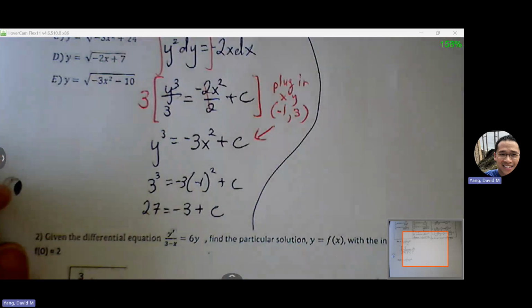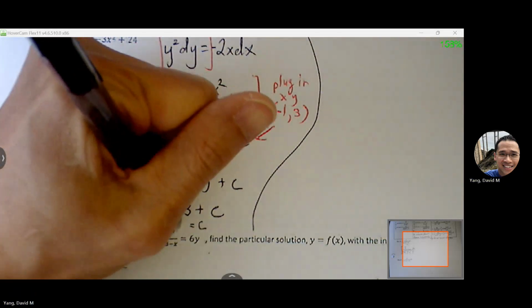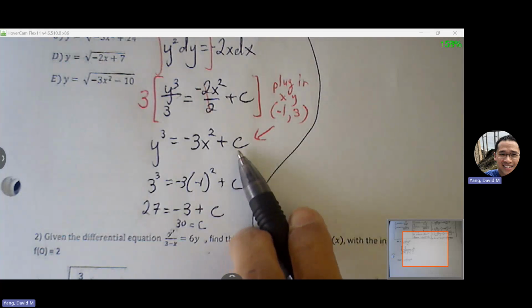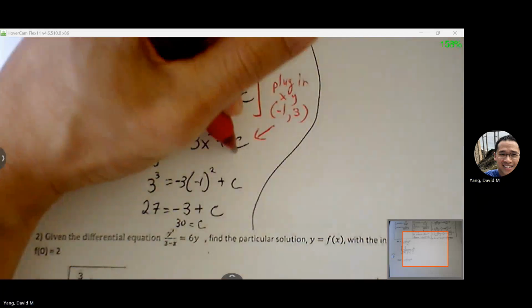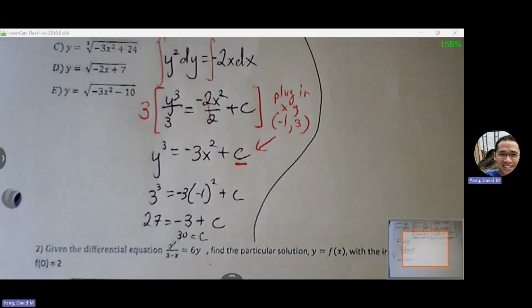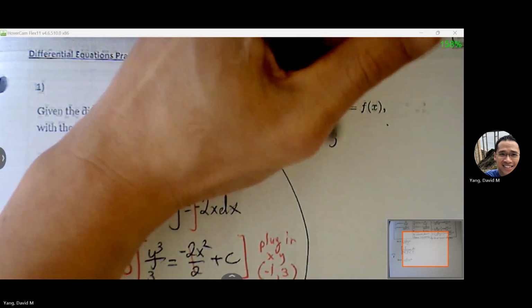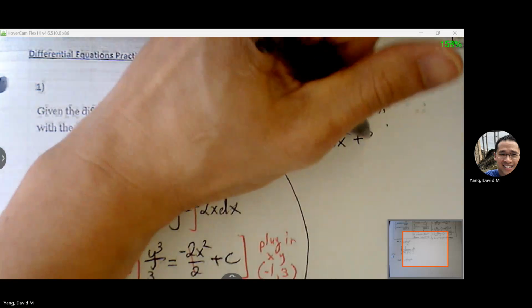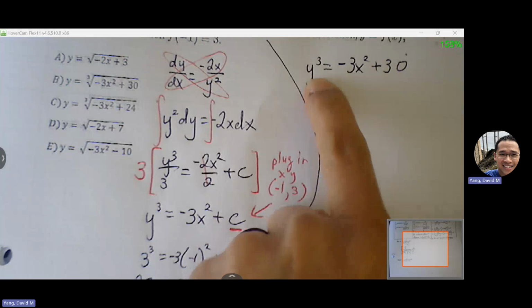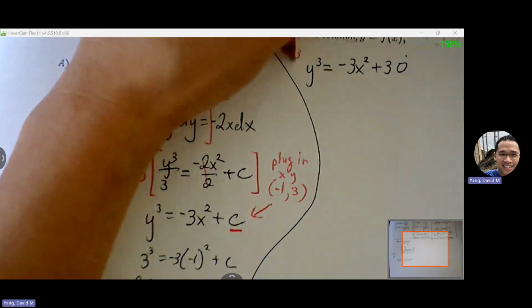So my C is equal to 30. Once you solve for C, go back to where you started making that substitution and update that equation at that stage. And then we're one step away to getting y by itself. We can take the cube root of both sides. That should lead us to our answer.